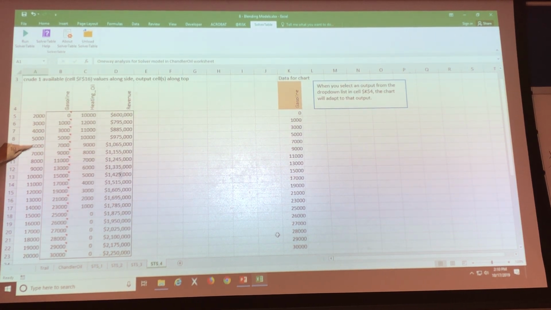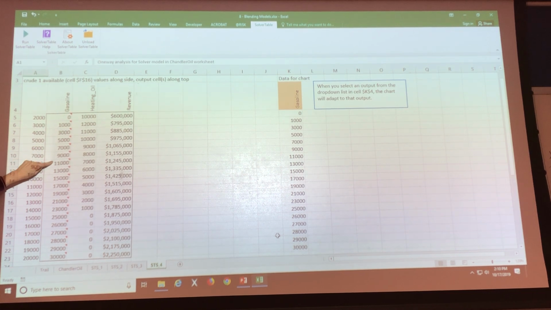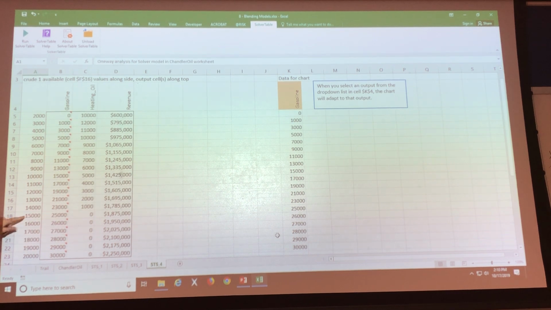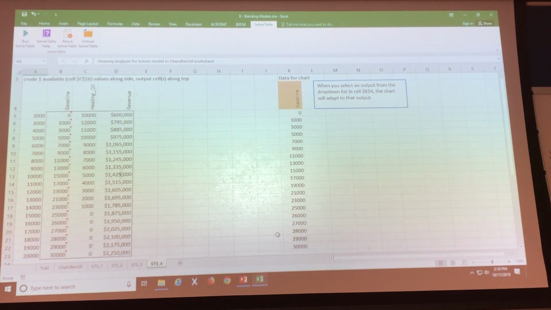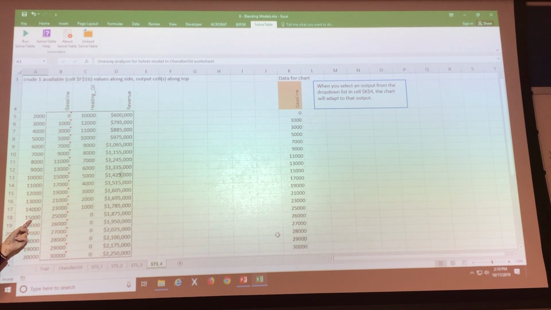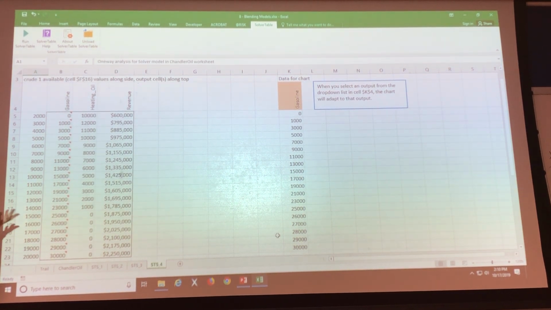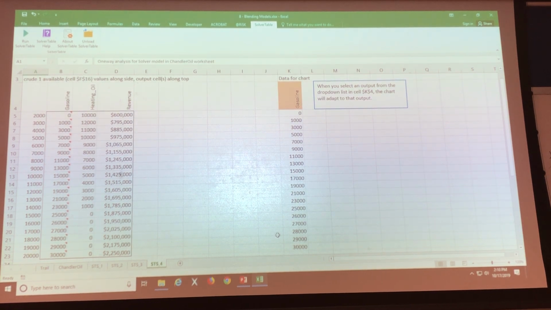As you increase crude one, gasoline increases, heating oil decreases the whole entire time. You eventually get to the point where you no longer make heating oil if you had 15,000 barrels or more of crude one. Why would you just shift over and make all gasoline? Because it makes you more money. It sells for 75 and the heating oil is sold for 60. Okay, so as much as you could make gasoline, you would.